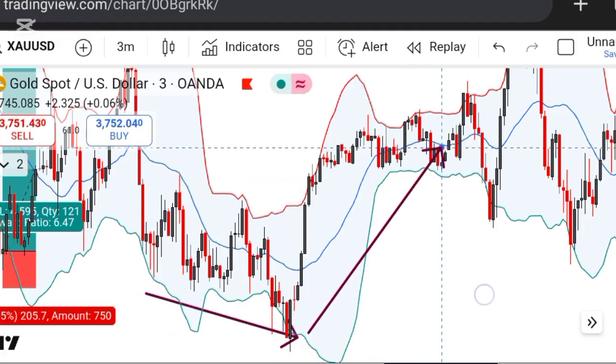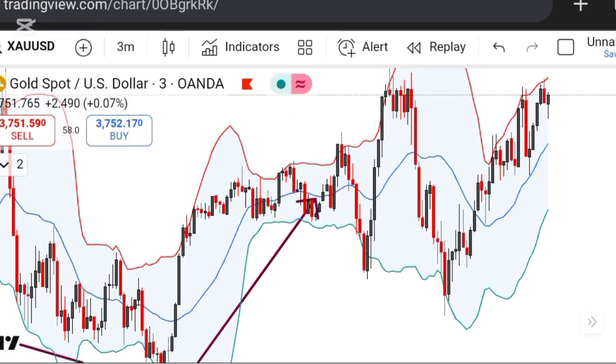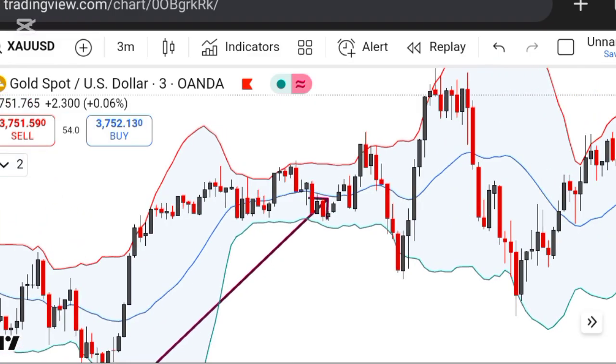So you see the candle, it's just a red and green candle that you should be focusing on.